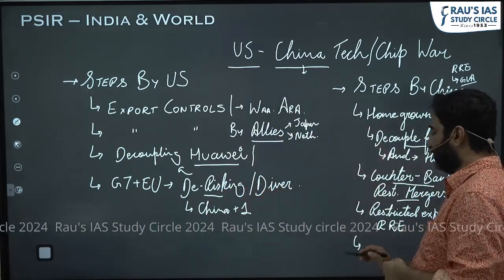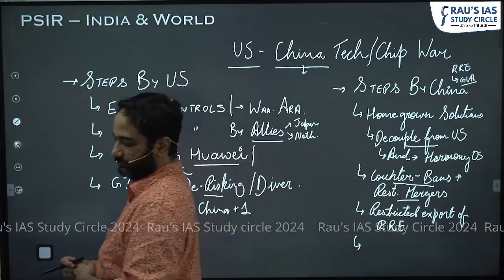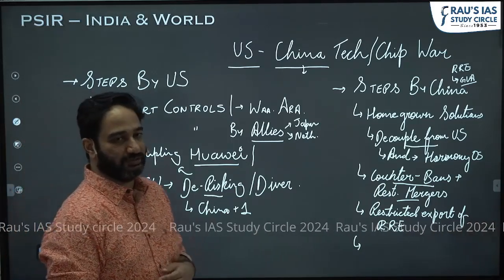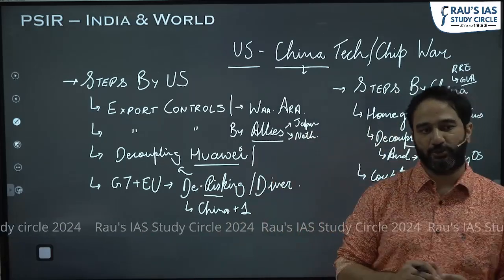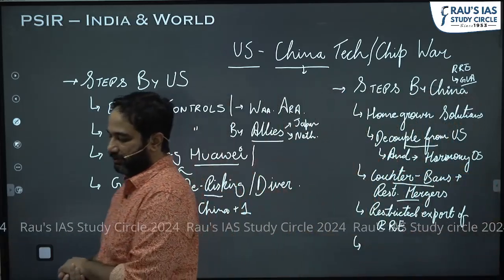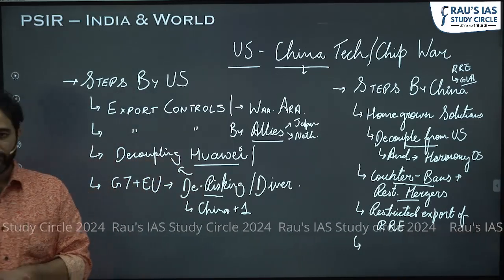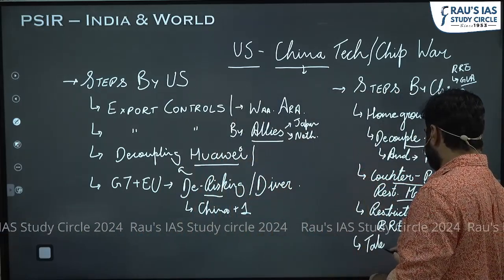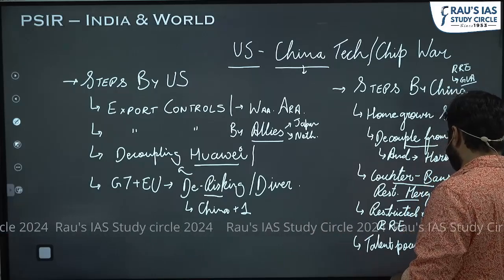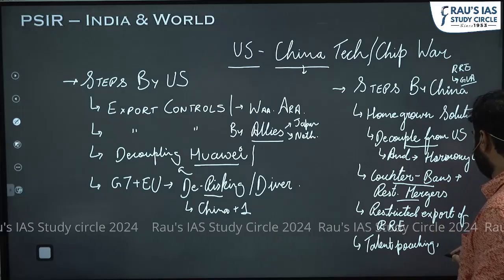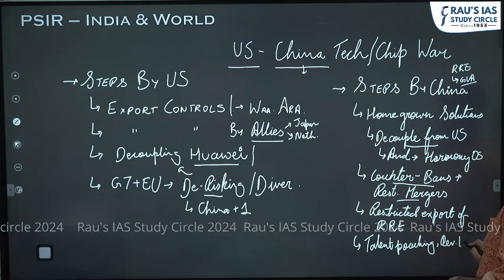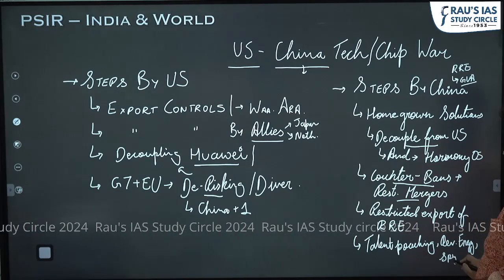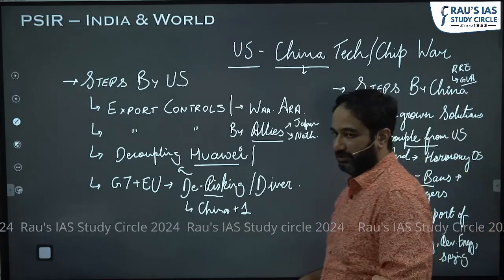China has undertaken talent poaching, espionage, and reverse engineering to maintain its growth in the semiconductor industry.